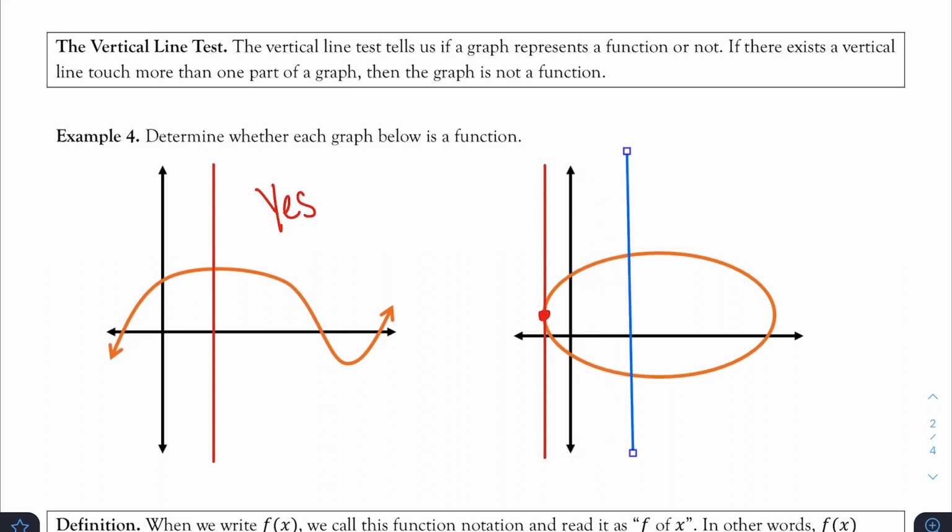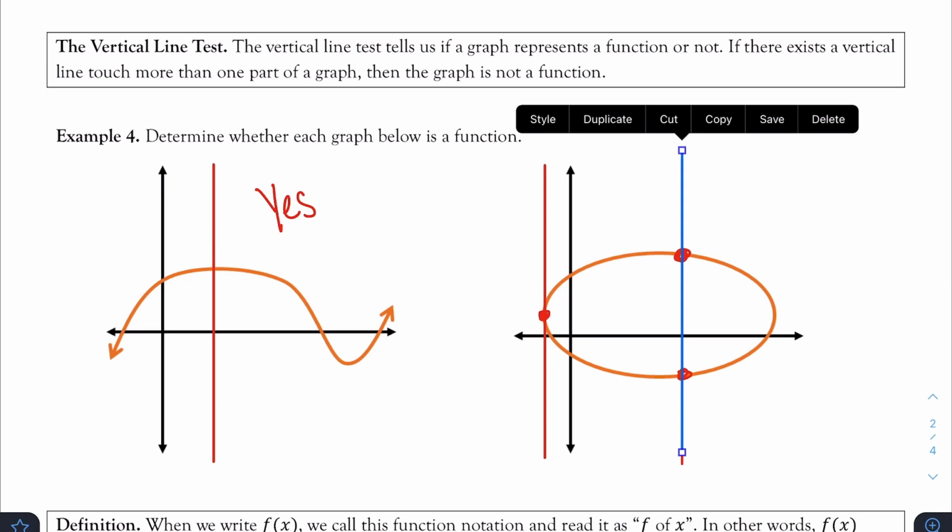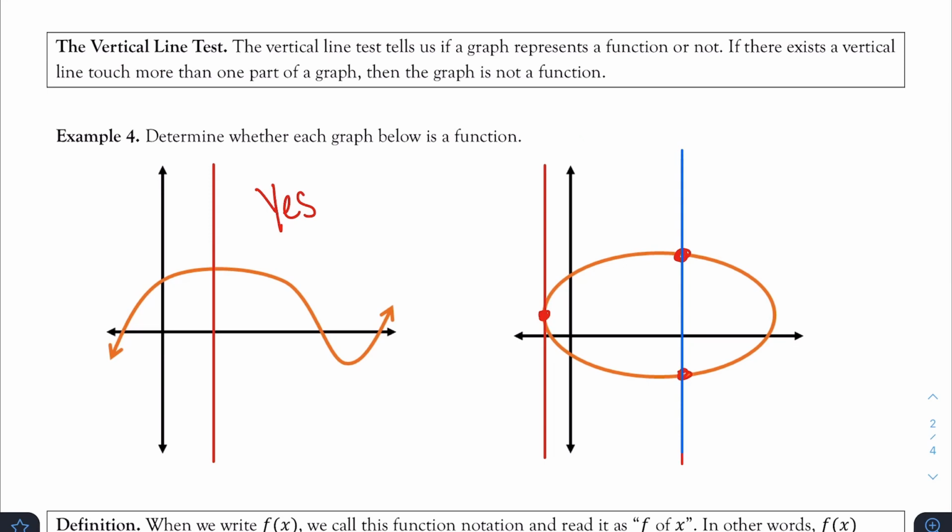So, for example, what if I had another vertical line over here? I can see that this vertical line is touching twice. If I have a vertical line touching my graph more than once, then we are not a function. Or in this case, the second graph, we know we are not a function. So this is the vertical line test. So now we're quite familiar with how to see if a relation is a function, regardless of whether my relation is given as a set of ordered pairs or as a graph.